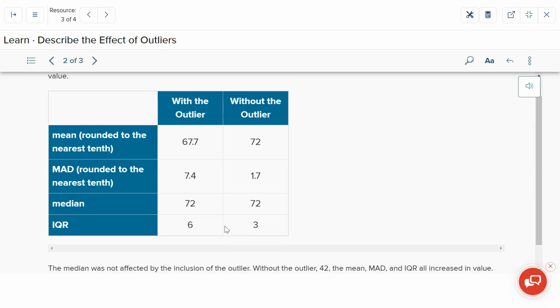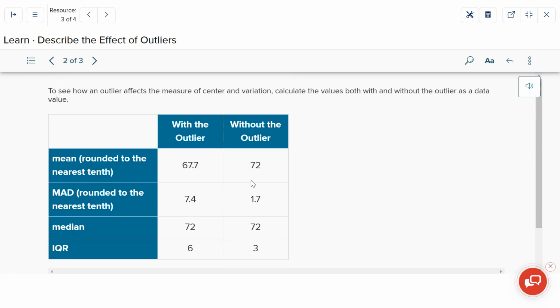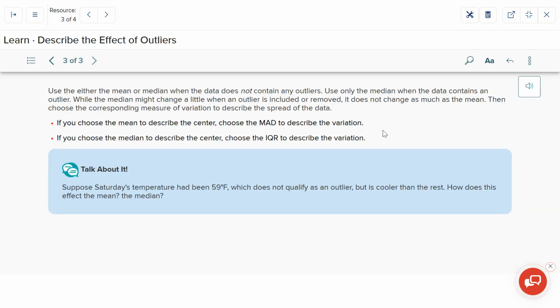So that is quite a big change from just one outlier. So that's why it's important to identify them, because it does affect your data, your analysis. So you can use either the mean or the median when the data does not contain any outliers, but when there is an outlier, you should only use the median.